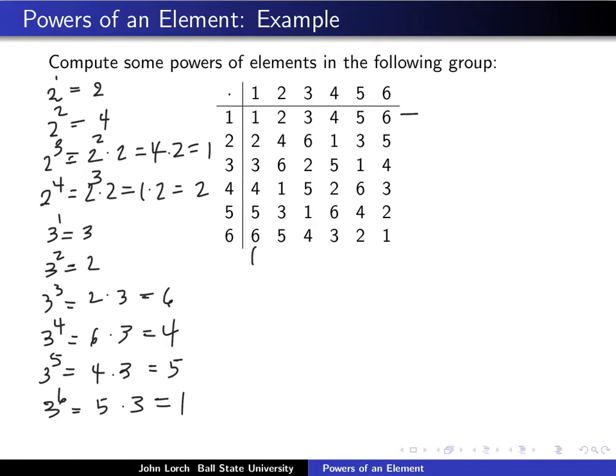Okay, now we can also raise numbers, or group elements, to negative powers. So let's suppose we wanted to compute 3 to the minus 4th power. What would that be? Well, we know one way to calculate that would be that this is 3 to the minus 1 power to the 4th.